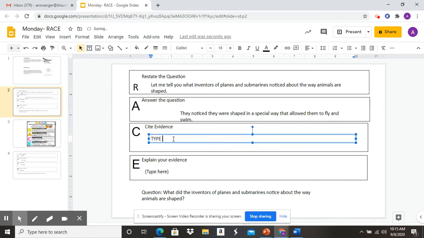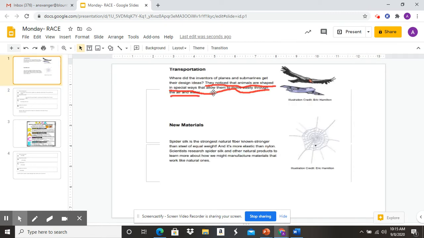So according to the text, I'm going to put a comma and my quotation marks since I'm pulling that text evidence from the text and it's not my own words. So I'm going to come back here and notice the parts that I've underlined. I have to type all of that in. So according to the text, they notice that animals are shaped in special ways that allow them to move easily through the air and water.